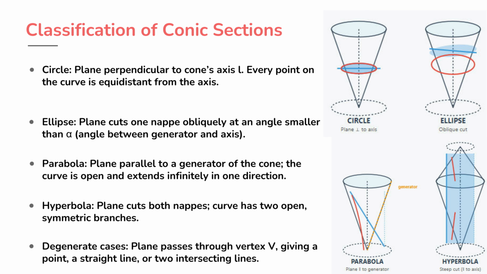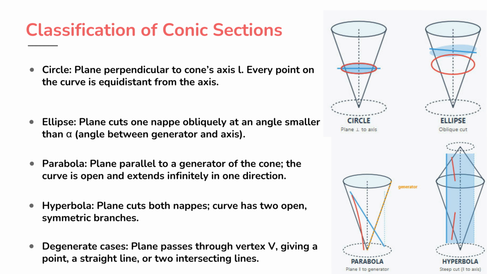Now let's classify our four main conics one by one. Circle, when the cutting plane is perpendicular to the axis of the cone. Every point on that circle is at the same distance from the axis. Ellipse, when the plane cuts obliquely through one nappe at an angle smaller than alpha, the angle between the generator and the axis. Parabola, when the plane runs parallel to a generator of the cone, we get an open curve extending infinitely in one direction.